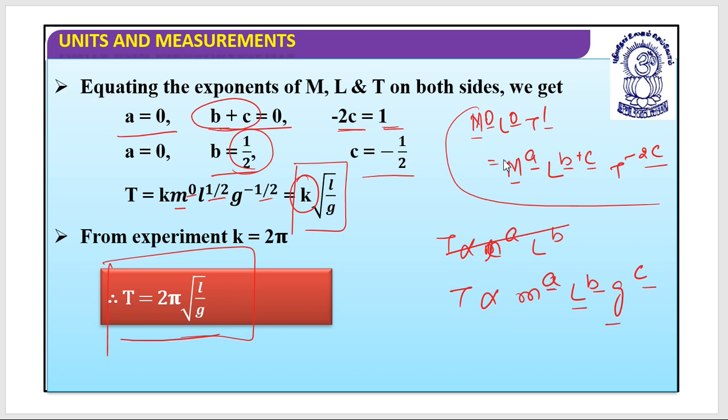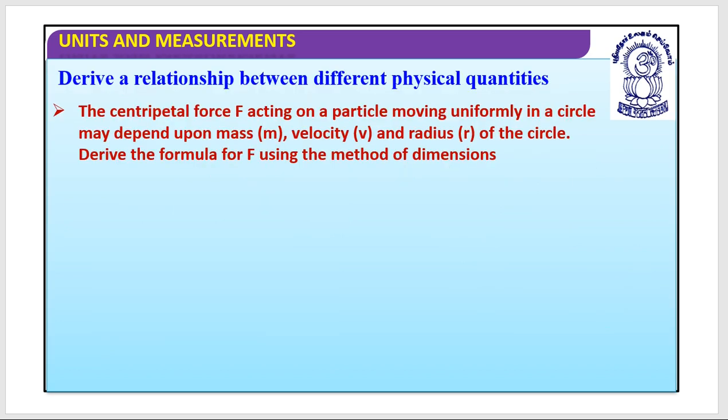So let's move to the new numerical. Look at this, what they have given, read it very carefully. They have given the centripetal force F acting on a particle moving uniformly in a circle may depend upon mass m. So let's write it down. F depends on mass m, this depends on velocity v, and this depends on the radius of the circle r. So let's give them arbitrary powers: m to the power a, v to the power b, r to the power c. Now we are interested in a, b and c.